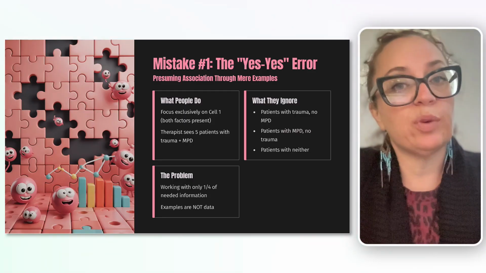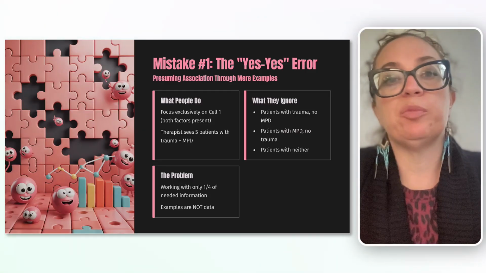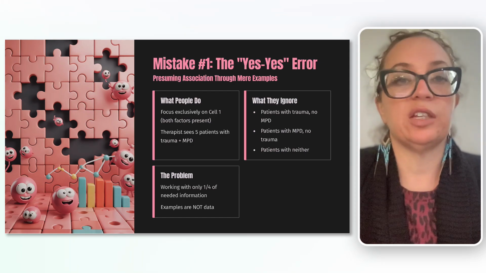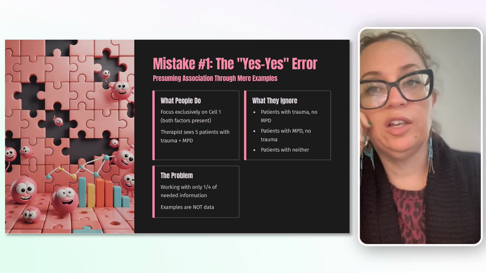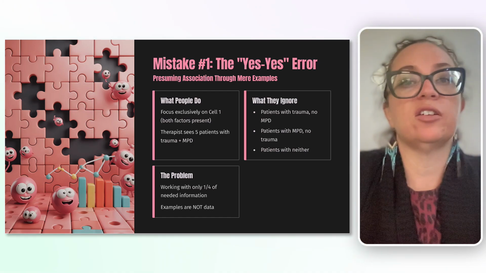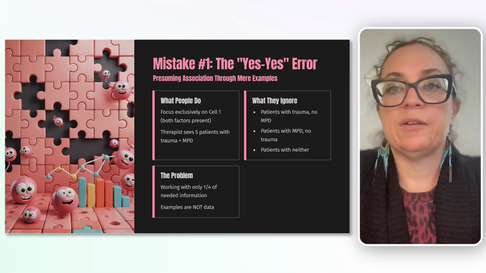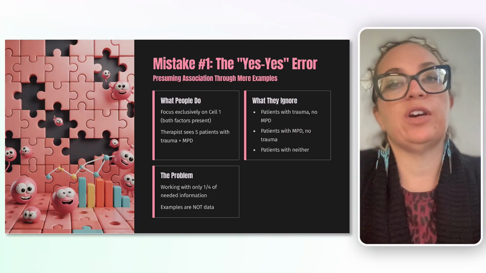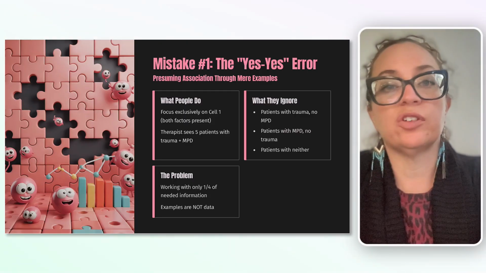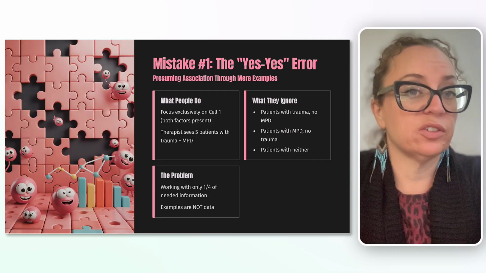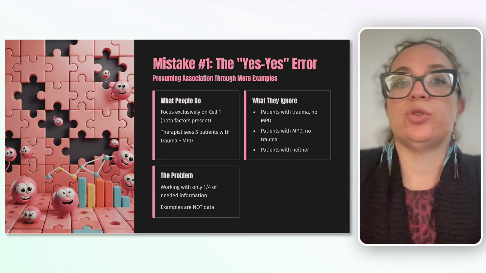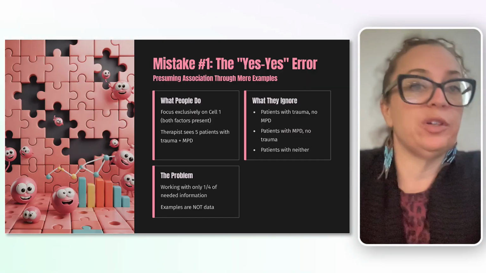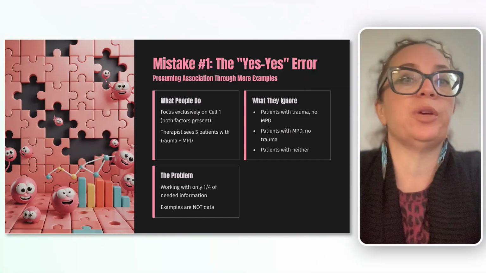And this is actually what happened with the whole recovered memory movement in the 80s and 90s. Therapists saw patients with MPD, many reported trauma, and they concluded trauma causes MPD. And the problem is they never systematically collected data on all 4 cells. Okay? Think about it this way. If I show you 10 people who smoke and have lung cancer, does that prove smoking causes cancer? No, because I haven't told you how many smokers don't have cancer, how many non-smokers do have cancer, and how many non-smokers don't have cancer. Okay, you need the full picture.